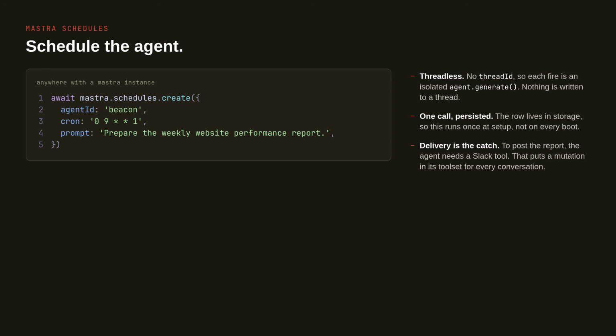And then you give it the prompt. Prompt, prepare weekly website performance report is an example. And so there's two options. You can do threadless, which is this case where there's no thread ID, meaning there's not going to be any kind of memory in between each run. And when you call await mastra.schedules.create, that's persisting it into a database. So you do need some kind of storage layer that's available for creating this schedule.